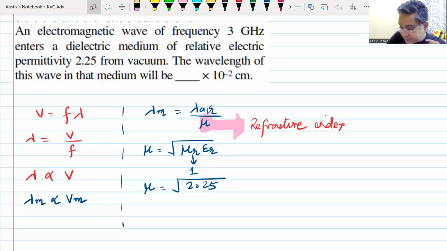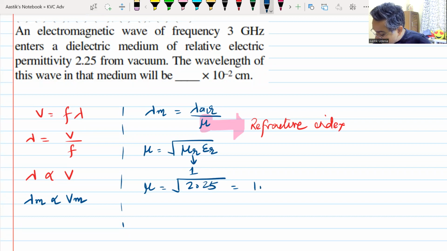So two things you have to remember from this discussion. How do you find out the wavelength of the wave in any other medium? And how do you find out the refractive index of any medium? These are the two things that you have to note. Have you noted it down? The first thing is the value of lambda in any medium is lambda in air divided by mu, the refractive index, and the refractive index is root over mu r into epsilon r. So this will be equal to root of 2.25, that is 1.5.